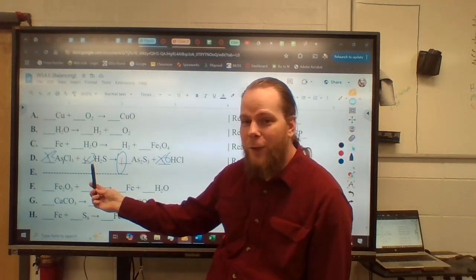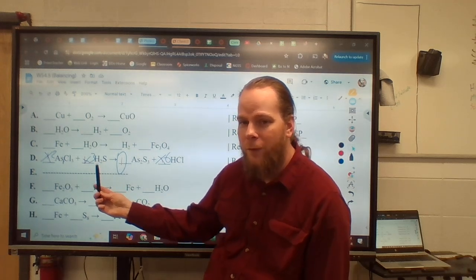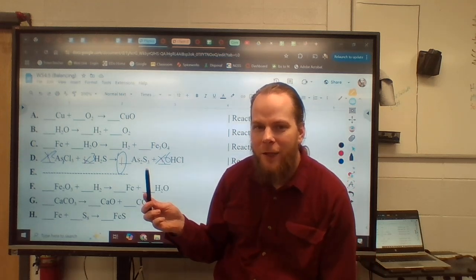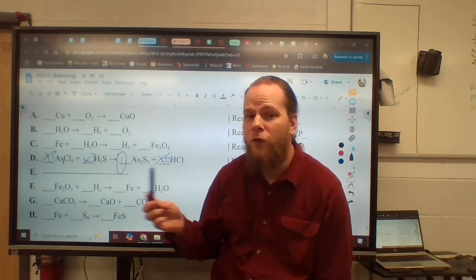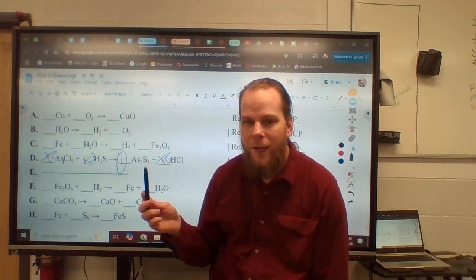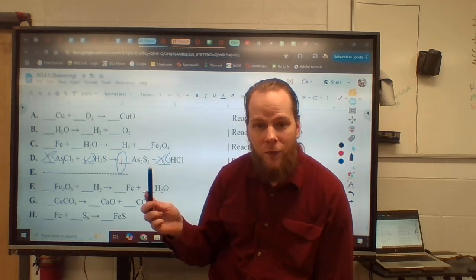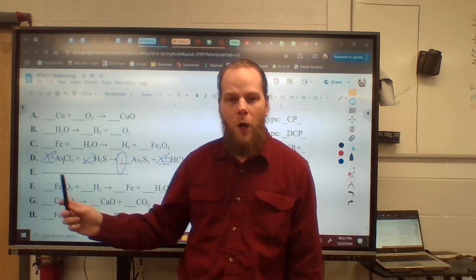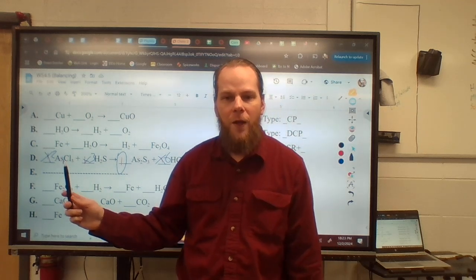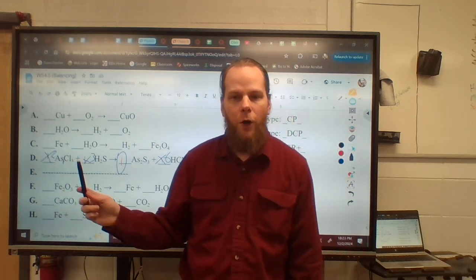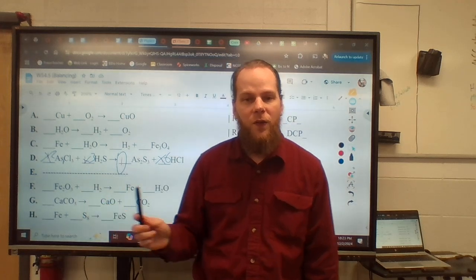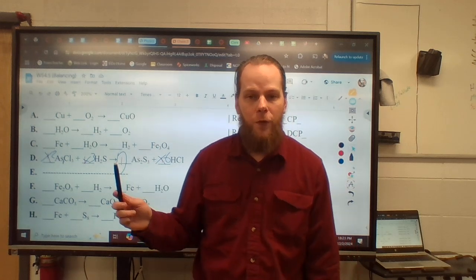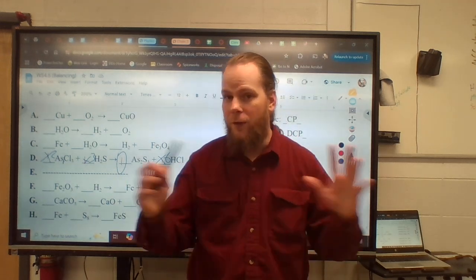Okay, but again, that 3 doesn't just apply to the hydrogen, it also applies to the sulfur. There are 3 sulfurs here. So we come back to the product side. We find sulfur in our starting compound. And it is 3 already, because 3 times 1 is 3. So we are now balanced. We have 2 arsenics on both sides, 6 chlorines on both sides, 6 hydrogens on both sides, and 3 sulfurs on both sides. This is balancing. This is what we're trying to do.